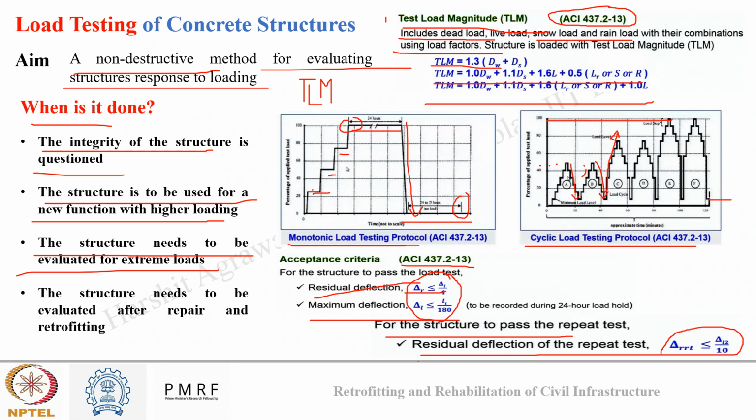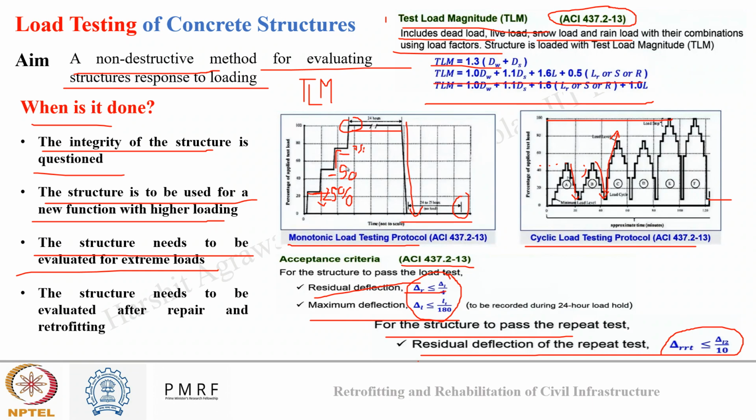So initially we apply a small percentage of load, say 25% of TLM. Suppose my TLM was 1000 kg. I will apply 250 kg of load. So suppose I have four trucks, each truck weighs 250 kg. I will place one truck on my bridge and keep that truck there for, suppose, 4 to 6 hours. Now after that I will measure the deflection. Then I will increase the load to 50%. So I have now placed 500 kg of load. I will keep it for some time. Then again I will increase the load to 750 kg.